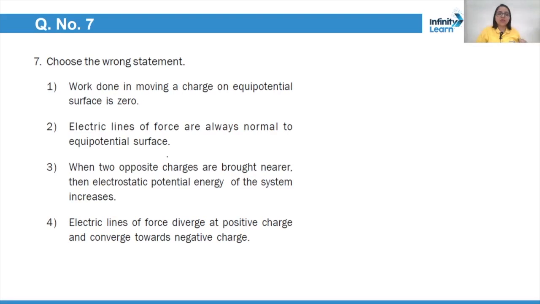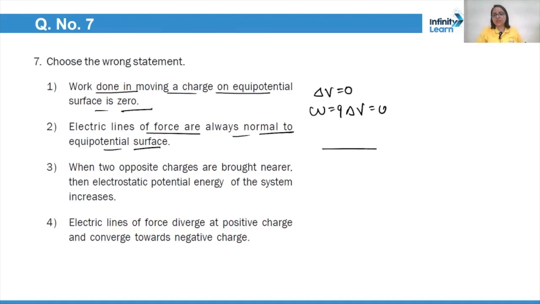Question number 7. Choose the wrong statement. First is work done in moving a charge on an equipotential surface is 0. That is true because on an equipotential surface, potential will be constant. So delta V will be 0 and work done is Q delta V, so it will be 0. Electric lines of force are always normal to the equipotential surface. True. Right? Electric field lines enter or leave the surface perpendicularly.